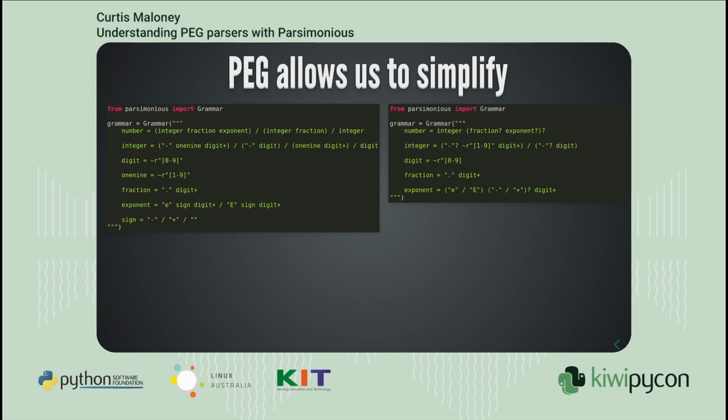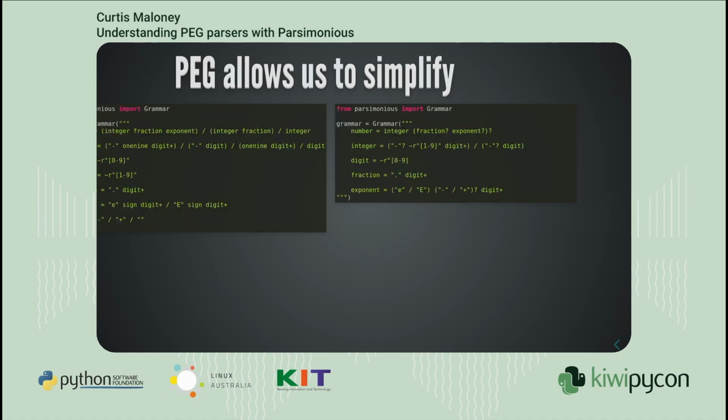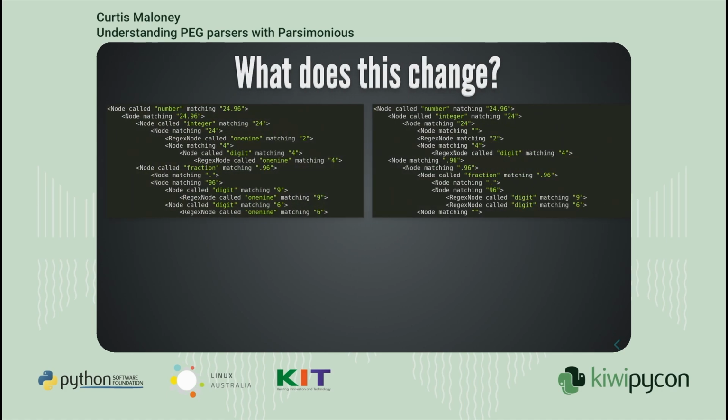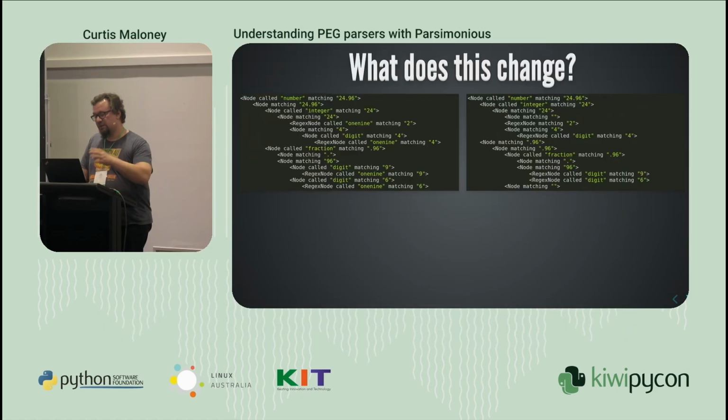And the exponent, we can say, well, either it's a lowercase or an uppercase e, followed by maybe a plus or a minus, and then a digit. Does this really change what we get out? Not in a very obviously noticeable way, but you will notice that the level of nesting on the right-hand side is a little bit flatter than what's on the left-hand side. This becomes important later on when it comes time to turn this into our AST.